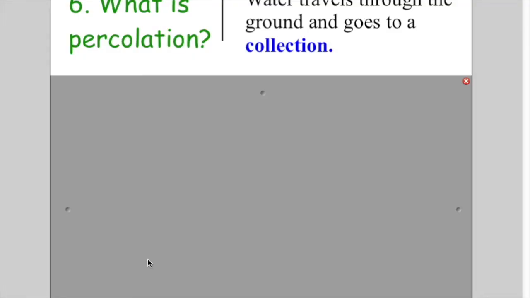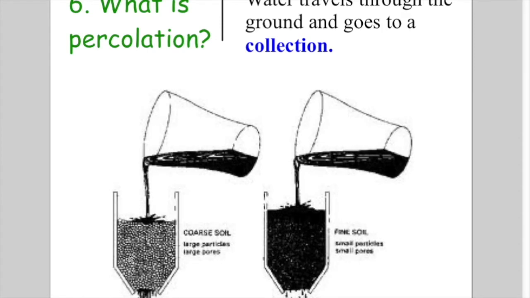Number 6, percolation. Percolation is when water travels through the ground and goes to what we call a collection. Well, imagine that this is the earth and it rains on the earth. Where does the water go? Well, lots of the water goes across the land and runs off, but a lot of it also returns into the earth and drips in through the particles, and that is called underground water. Okay, so that process is called percolation, and it goes to something we call a collection.